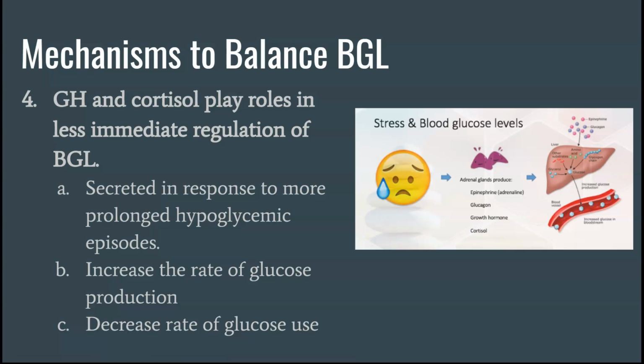Growth hormone and cortisol also help regulate blood glucose, usually on a bigger scale, longer term, rather than the immediate impact that you see with glucagon or insulin. And this is also why you notice that patients who have elevated cortisol, right, will have higher levels of blood sugar, okay? It all works together.